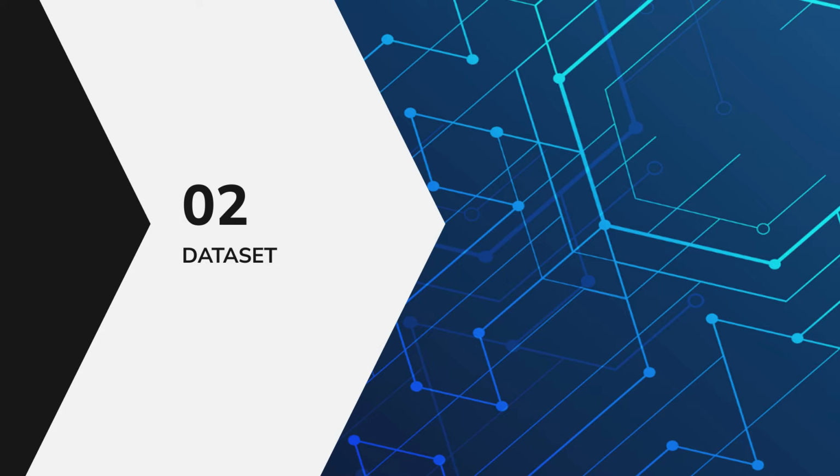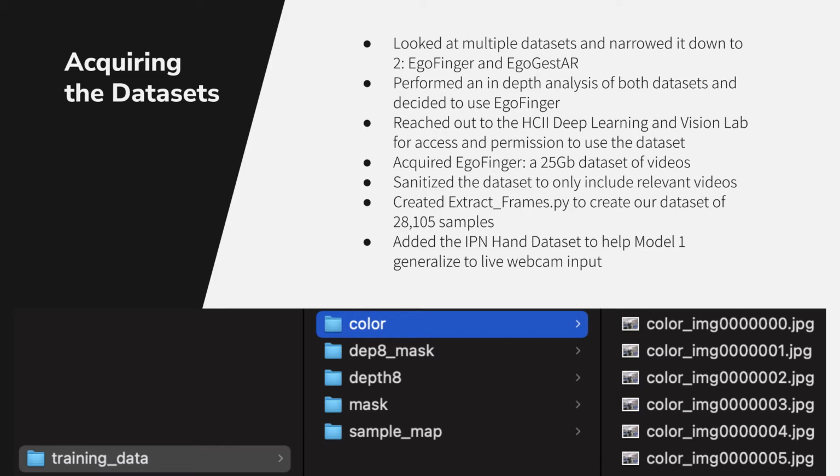So now to talk about our data set and how we got it. To get our data set, we looked at multiple data sets and narrowed it down to two, EgoFinger and EgoGest AR. After performing an in-depth analysis of both of these data sets, we decided to use EgoFinger because the labels are more intuitive and they're easier to work with. We sanitized it to only include relevant videos, so some of the videos were holding instead of pointing, so we got rid of the holding ones. And after creating an extract frames Python script, we were able to create our dataset of 28,105 samples.